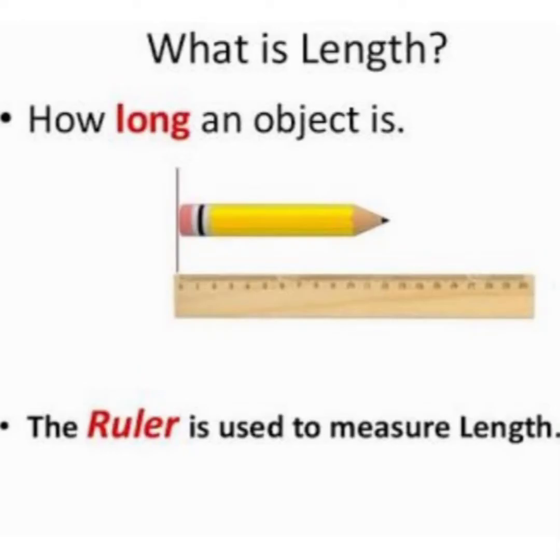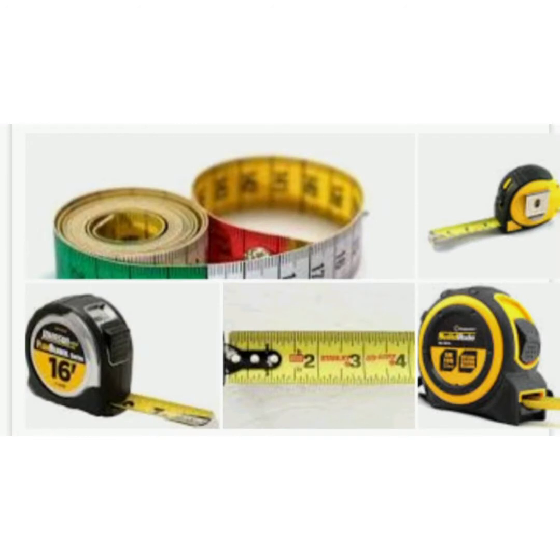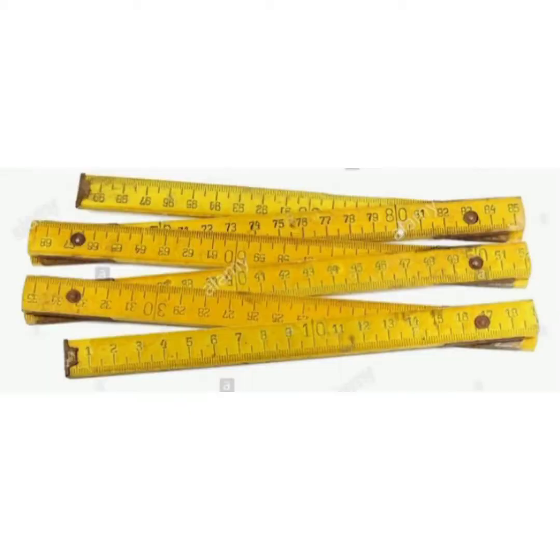Length is defined as the straight line distance between 2 points along an object. The SI unit of length is the meter. Instruments used for measuring length are a ruler, a measuring tape, and a meter rod.